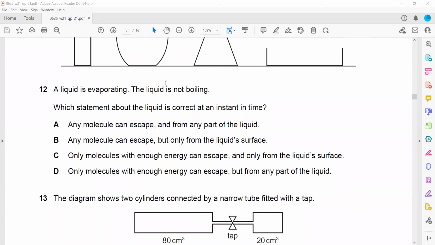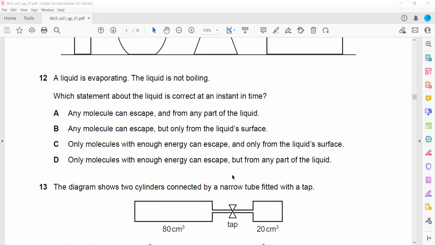In question 12, a liquid is evaporating and the liquid is not boiling. So we know evaporation is a cooling process. The most energetic molecules at the surface of a liquid escape. So which statement about a liquid is correct at an instant in time?